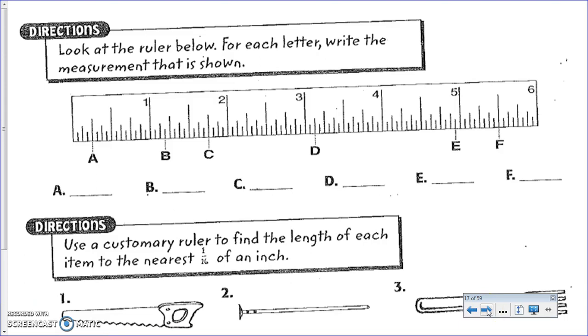Directions: look at the ruler below. For each letter, write the measurement that is shown. So if we start with A here, we can see that A is on the first 1/4 line. So we know it's 1/4 of an inch. B, we can tell, is greater than 1 inch, and we can tell it's on the 16ths. So we're going to count the lines. We have 1/16, 2/16, and then 3/16. So B is 1 and 3/16 inches.